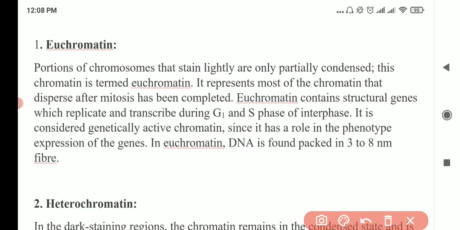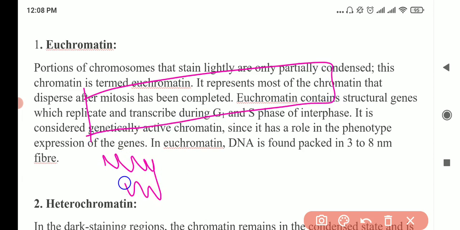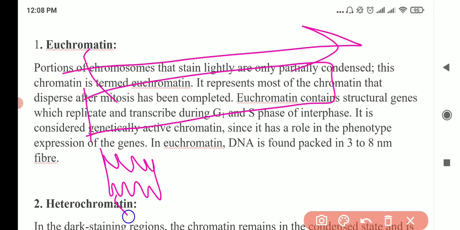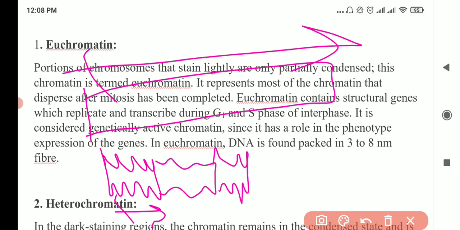Because they stain lightly, they are only partially condensed. Remember I told you, suppose this is a scarf. You squeeze this scarf, it becomes very condensed. So such a long scarf you can fit in just this much space. Some parts are highly condensed, some parts are less condensed. So this less condensed part is your euchromatin.